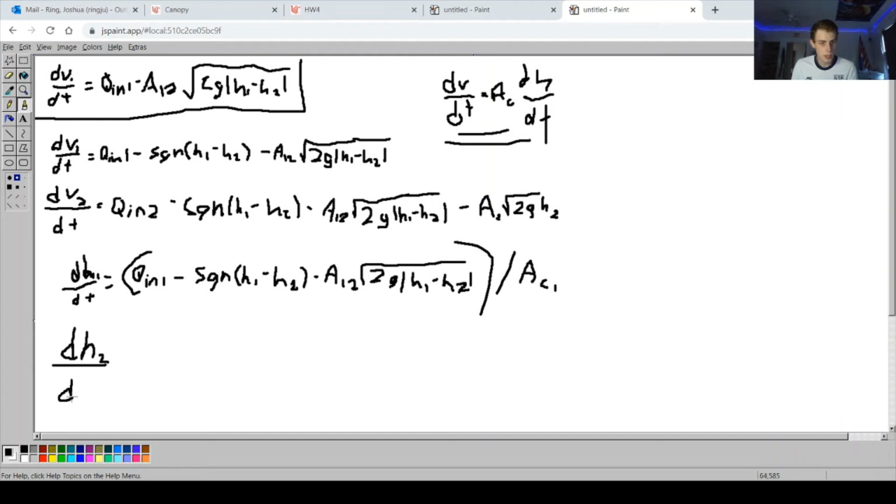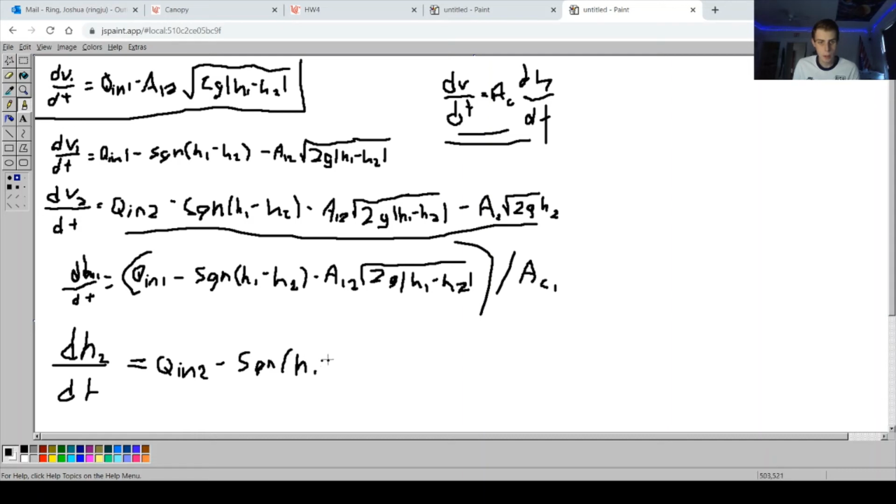And now moving on to our second tank, dH2 over dt. And similar to the first one, we're just going to keep the exact same thing that we have right here. The only difference is dividing by AC2 this time. So we got our inlet, and making sure we keep track of the signs, because negatives can be scary in this situation. Oh, minus, not multiplied. That would really screw this problem up.